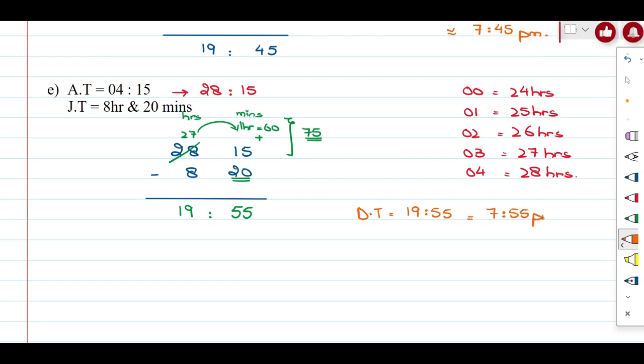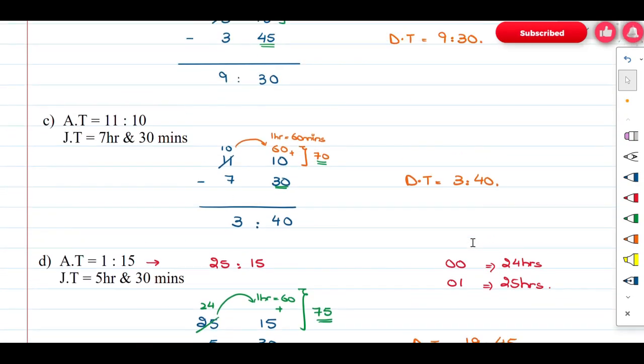The train leaves the station and arrives in the morning at 4:15. So now I hope you understand how to subtract the two values of time.